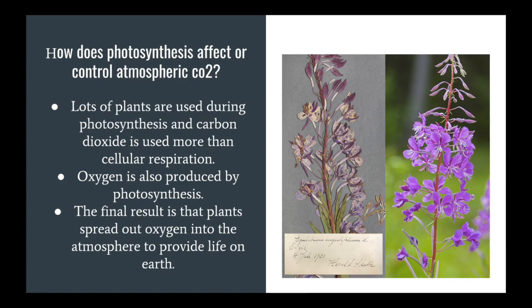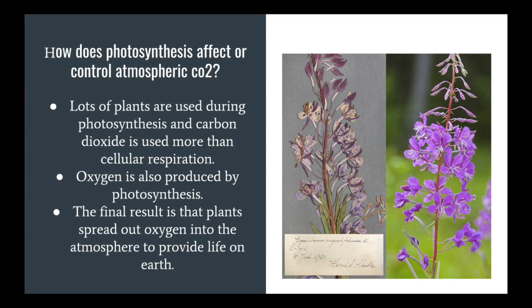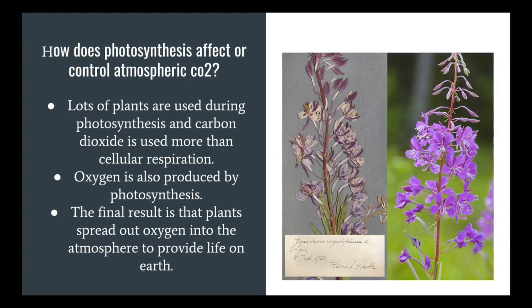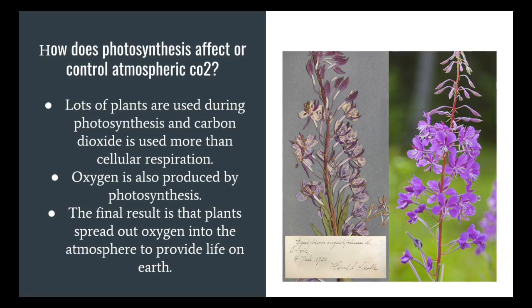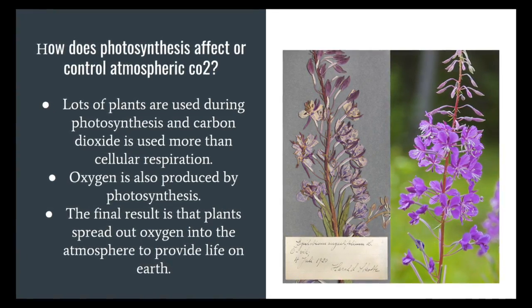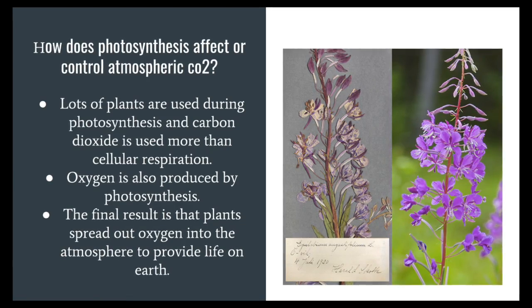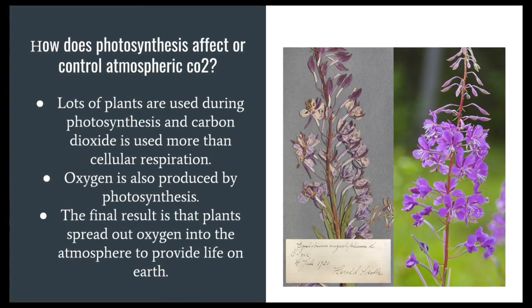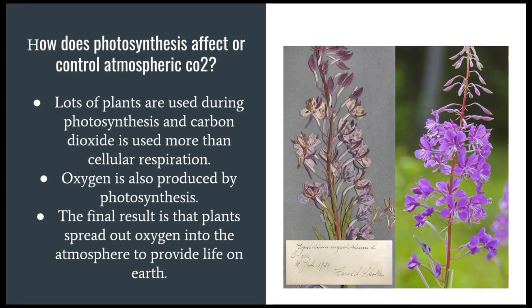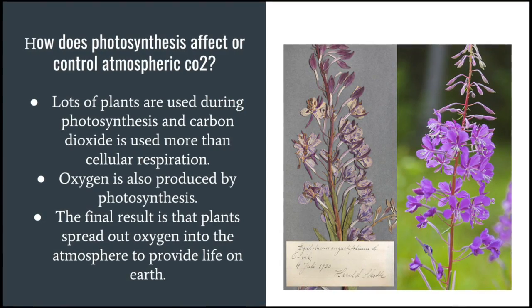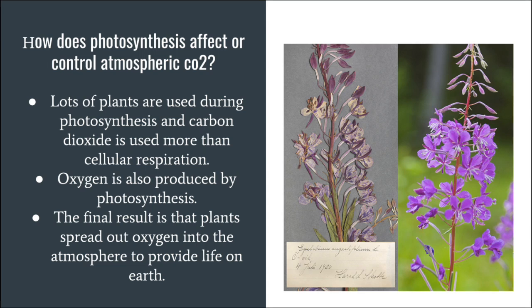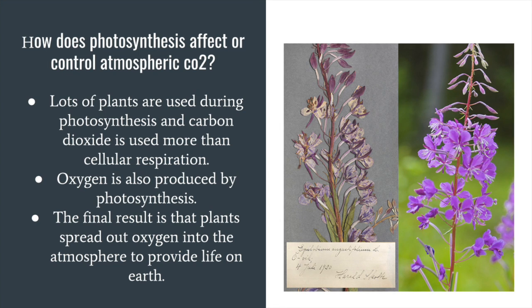How does photosynthesis affect or control atmospheric CO2? Lots of plants are used during photosynthesis, and carbon dioxide is used more than in cellular respiration. Oxygen is also produced by photosynthesis, lots of it, which is spread throughout the world. The final result is that plants spread out oxygen into the atmosphere to provide life on Earth.